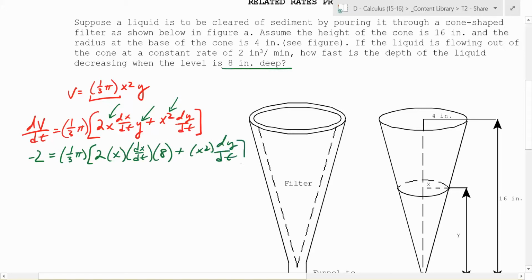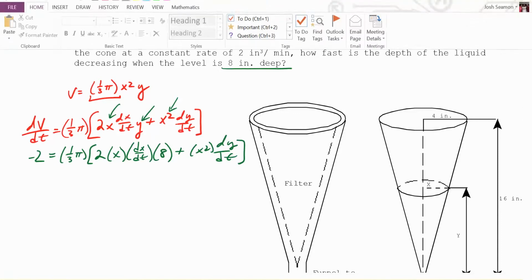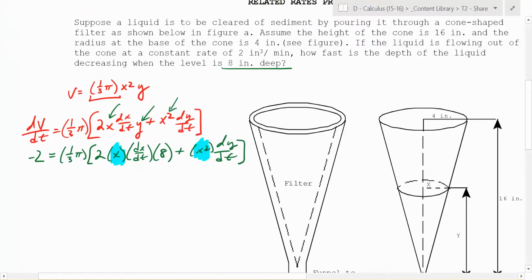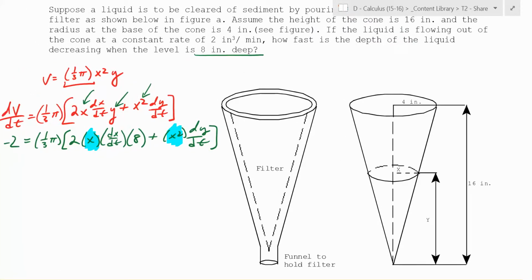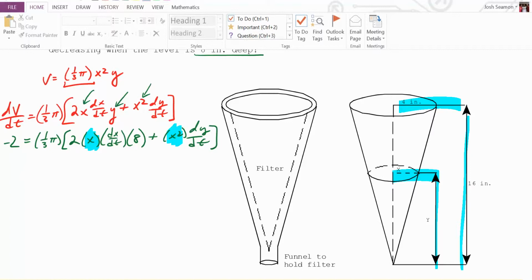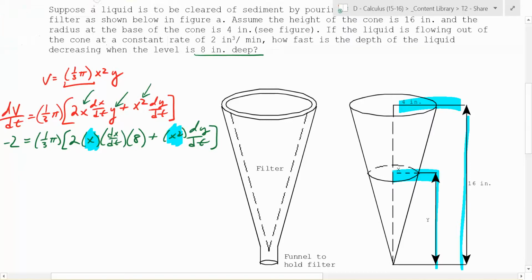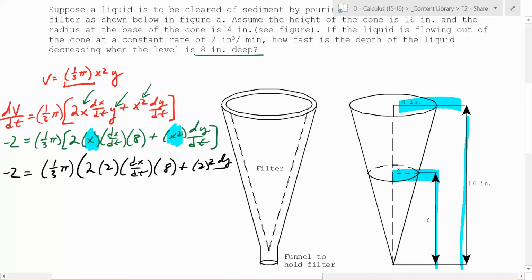If we want dy dt, what do we still have to get rid of here? There's two things. We need to get rid of the x's, right? But we also need to get rid of the dx dt's. How do you figure out what x is? You need to use that ratio, right? It's 16 to 4 as 8 is to what? 2. So you plug in again, and you end up with -2 is equal to 1/3 pi times 2 times 2 times dx dt times 8 plus 2 squared dy dt, right?